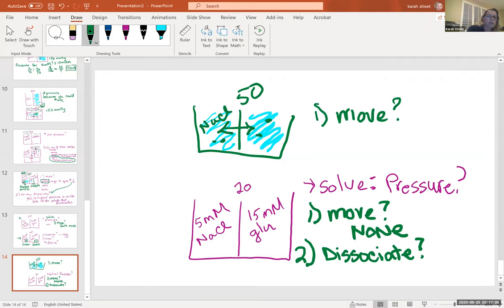So what do you do? You have 5 millimolar, and you have to calculate what the milliosmolar will be with the dissociation factor. Sodium chloride has a dissociation factor of 2. So now that tells you you have 10 milliosmolar. Glucose has a dissociation factor of 1. So what will its milliosmolar be in this example? It stays as 15, doesn't it?